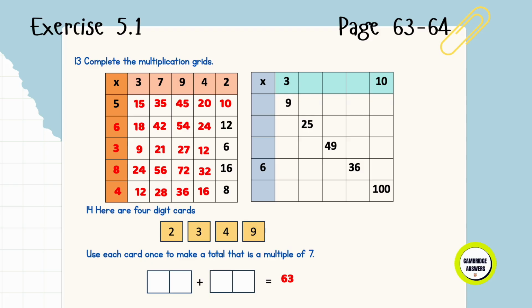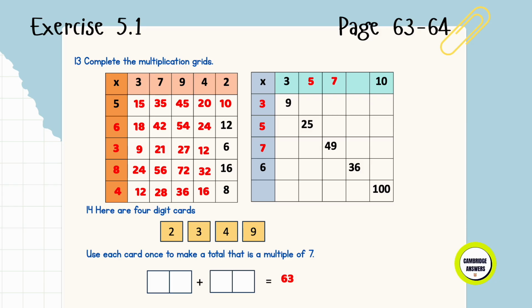Second grid. Now let's use the clues inside the second grid to find the missing row numbers. First row. We see a 9 in the grid. When do we get 9 in multiplication? That's 3 times 3. Next row. There's a 25. When do we get 25? That's 5 times 5. Next row. There's a 49. When do we get 49? That's 7 times 7.